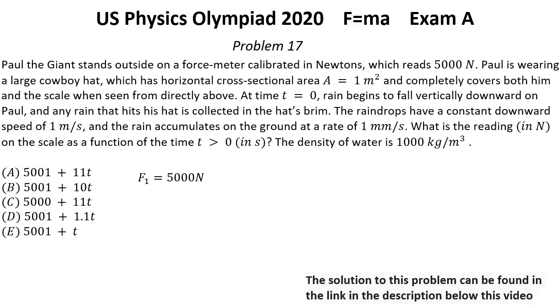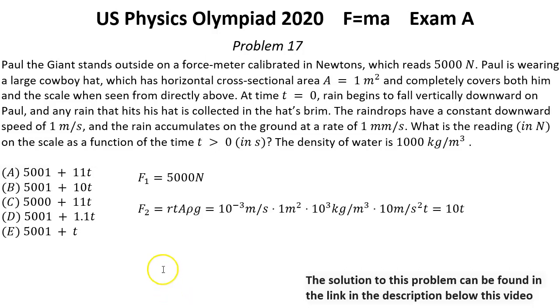The total volume of water collected is rate R, which is 1 millimeter per second, multiplied by time, multiplied by the area of the hat, multiplied by water density, and multiplied by g, which is finally 10 multiplied by t.